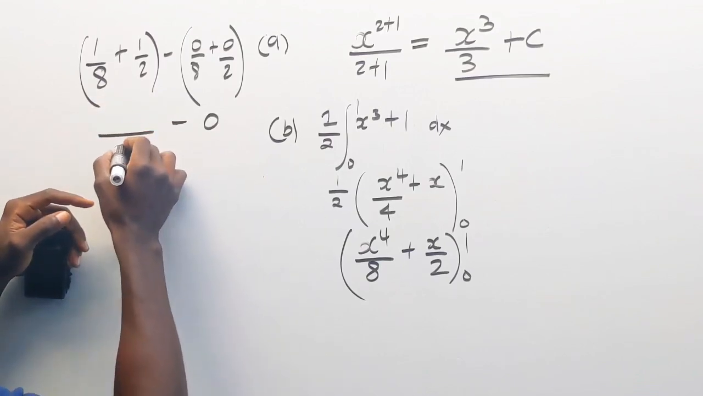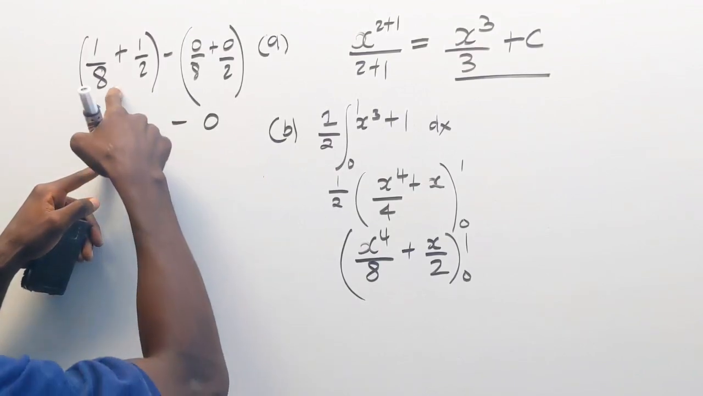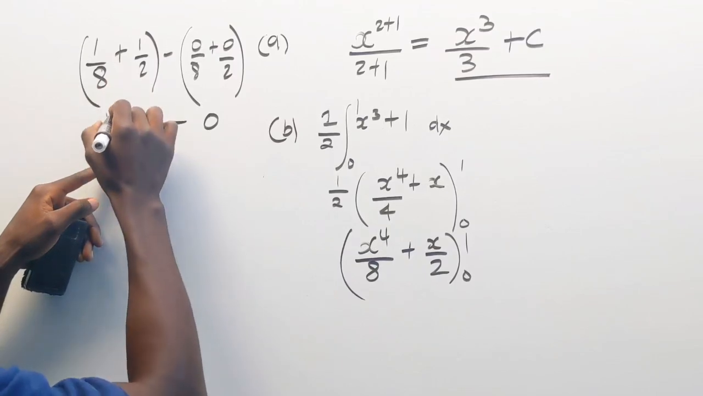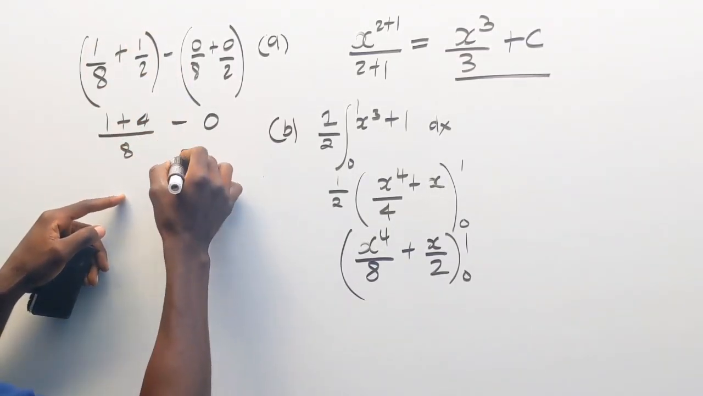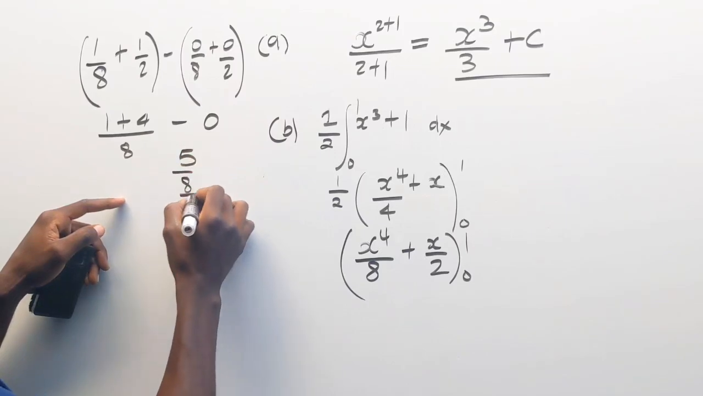But I know here I can't get a 0. I'm going to find my common denominator, which is 8. 8 into 8 is 1. 2 into 8 is 4 times 1. So we end up having 5 over 8 as the answer.